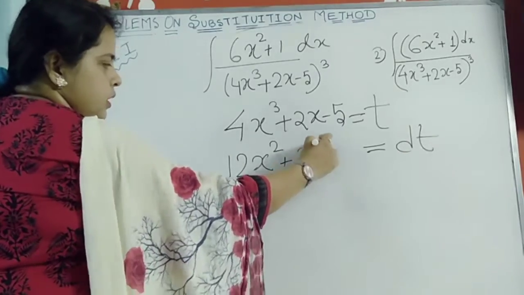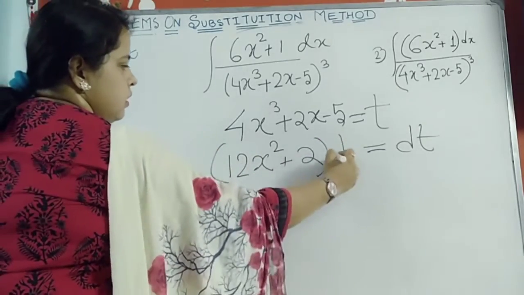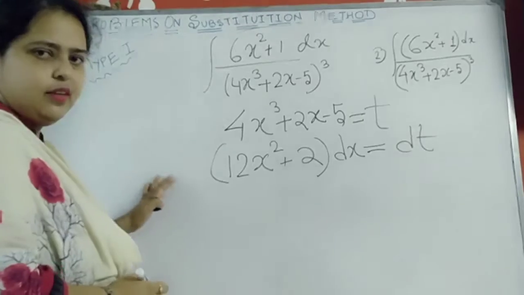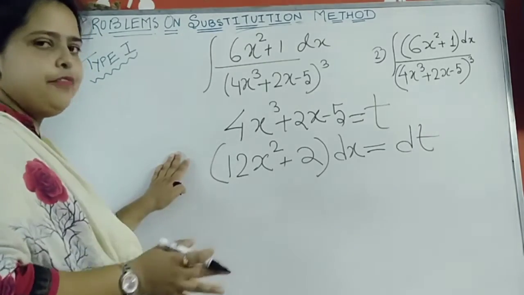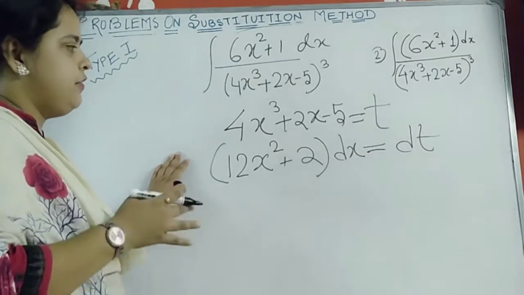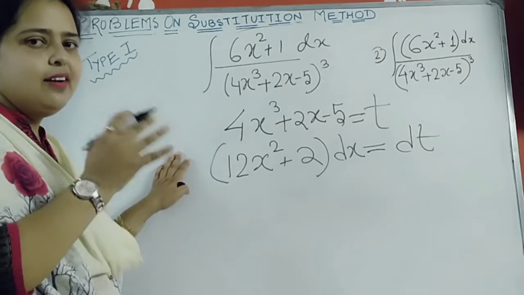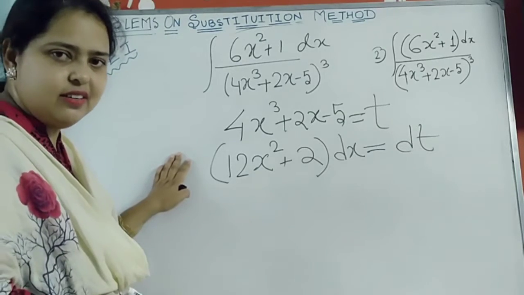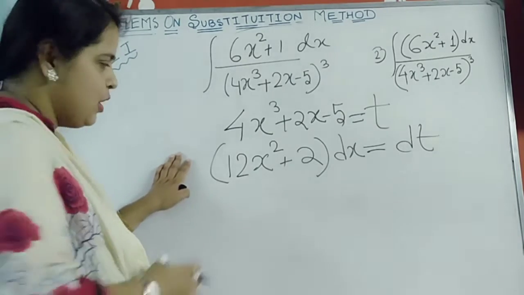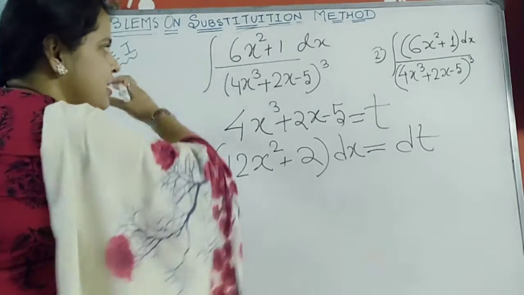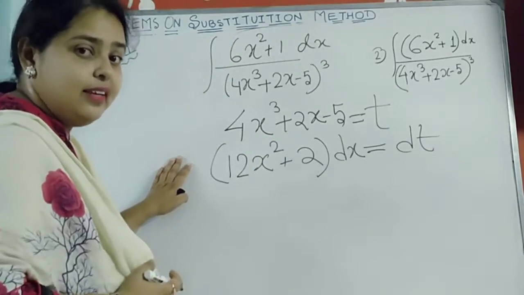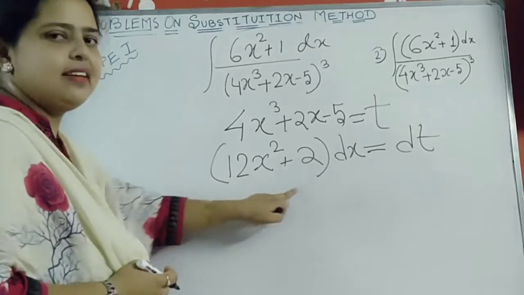Plus 2 and dx here. Now I hope many of you have understood that we have already reached a nice destination. Yes or no? So what is missing in the numerator part? Yes, a 2 is extra here.